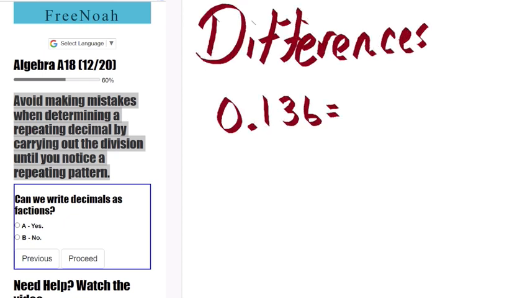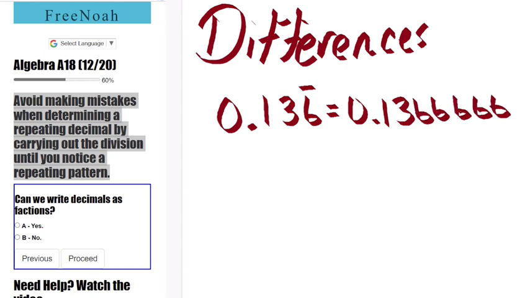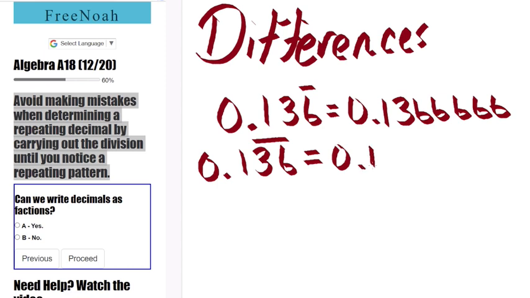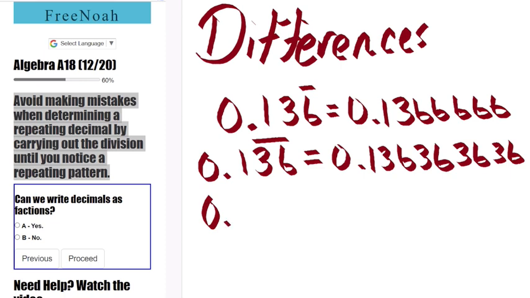All right. Here we have 0.13666666, and notice how the repeating notation is marked only on the 6, on top of the 6. All right, so how about the second example here? Well, here we have 0.13663636, and notice how the repeating notation is placed on top of the 3 and the 6.